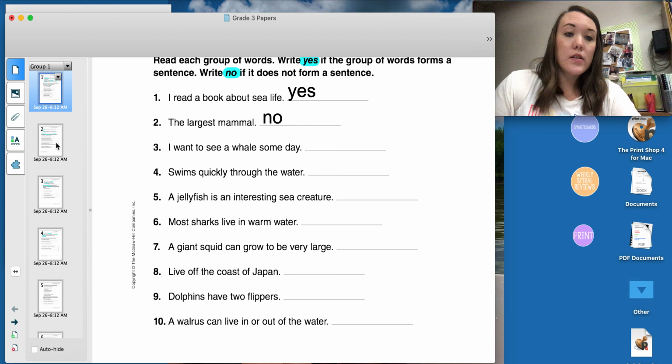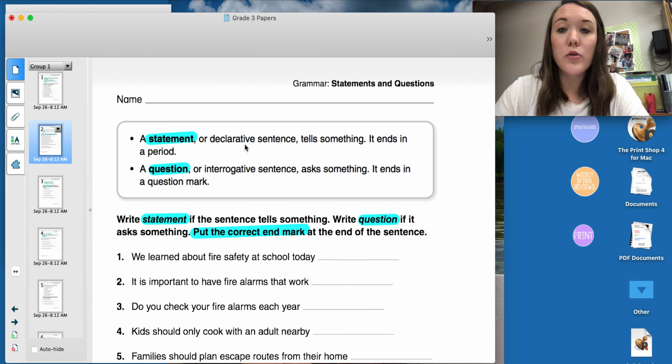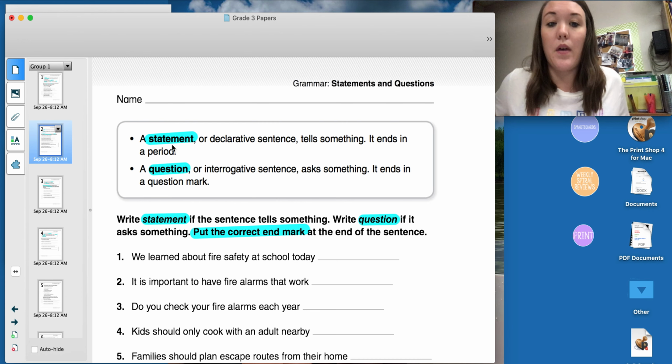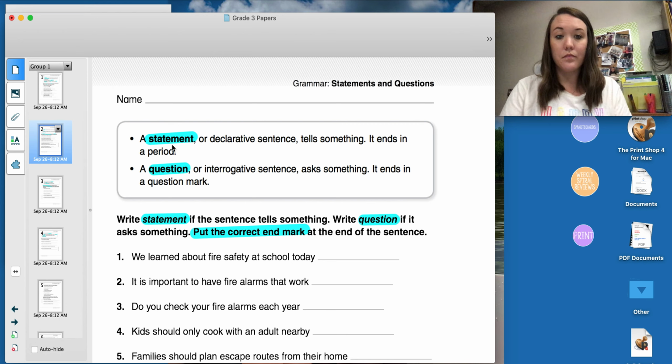Your next page is number 2. On this page, we're looking at the difference between a statement and a question. A statement, or sometimes we call it a declarative sentence, tells us something. It ends in a period. It would be a sentence like, "Mrs. Feathers likes pizza," or "I am going to Target." It's just telling somebody something.